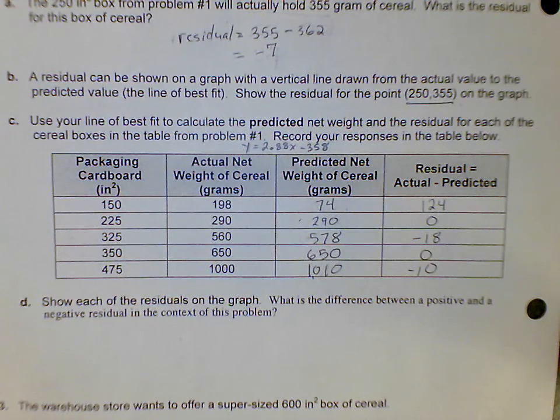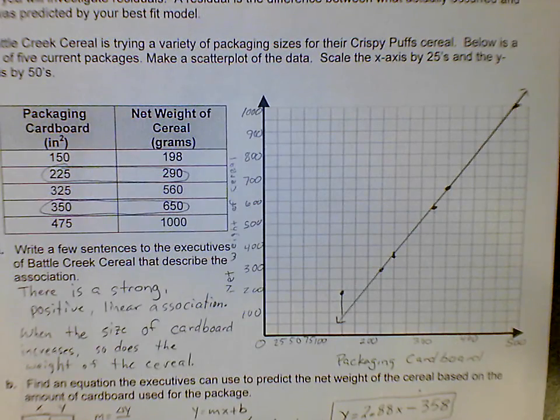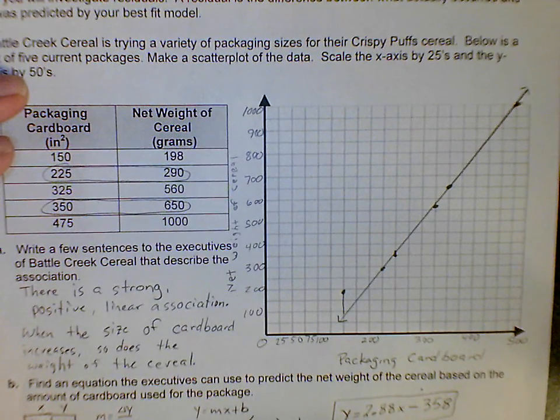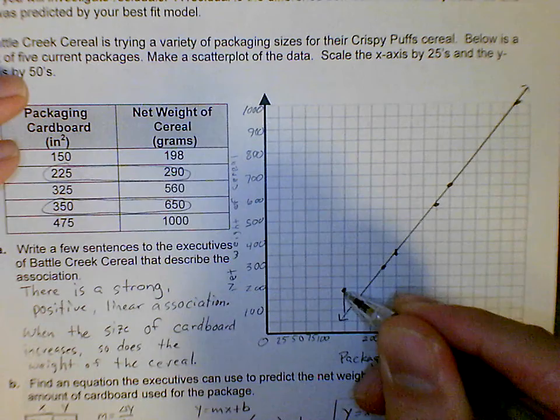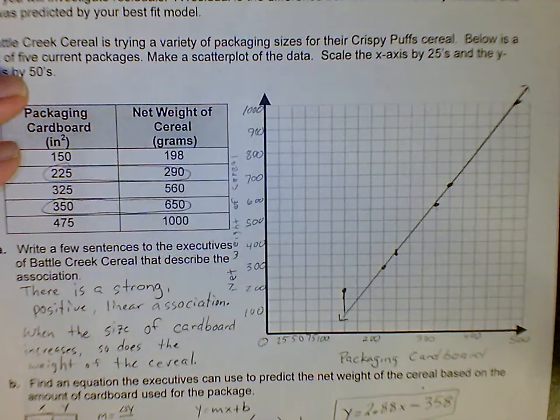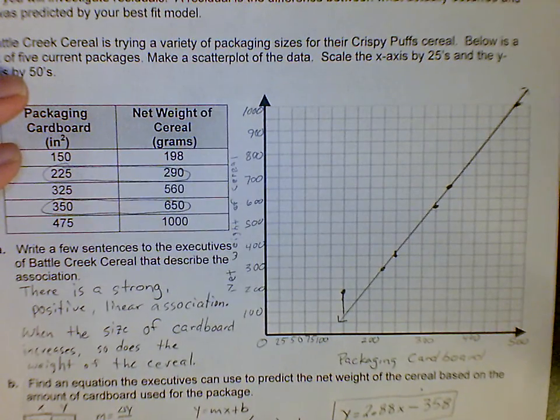What is the difference between a positive and a negative residual in the context of this problem? So once again, go ahead and flip it over and draw your vertical line. You're going to draw a vertical line from the point to the line of best fit. Perfect. Once again, I know it's really hard to draw the residuals on this graph because it's such a strong correlation that almost all of these points are right on the line. The only one you can see really well is our point right here, and then our vertical line down, and that was our 124 residual.